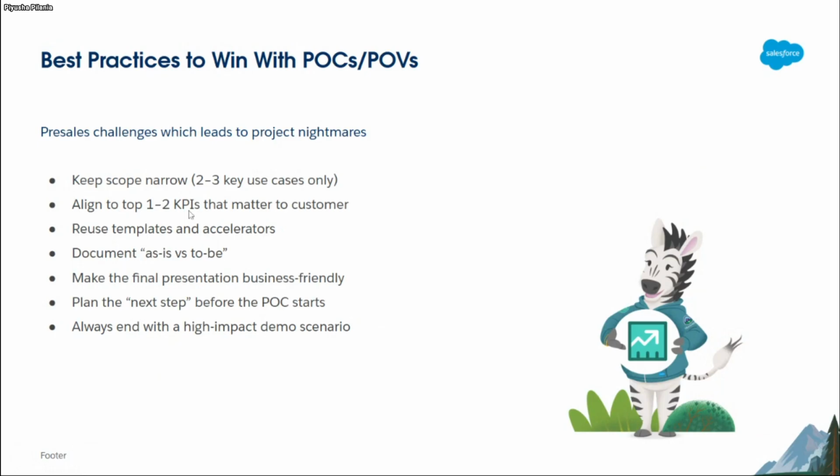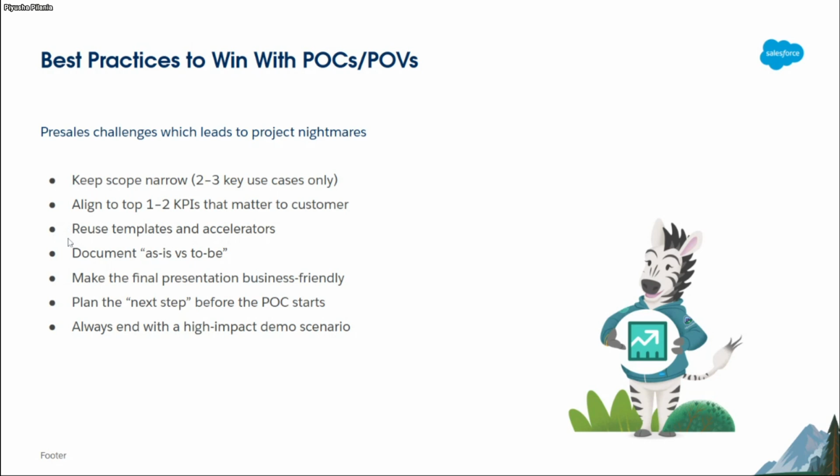Try to align your KPIs to what matters to your customer for both POCs and POEs, because if you're not aligning the KPIs, you might build something for your internal team and your team is using it, and you can show that as a POE as well. So try to align the top KPIs with your POCs and POEs.